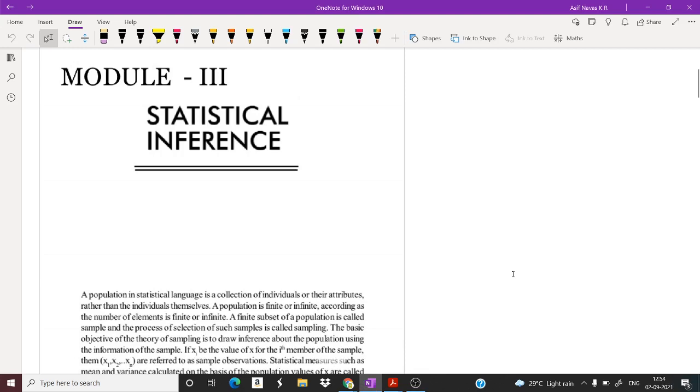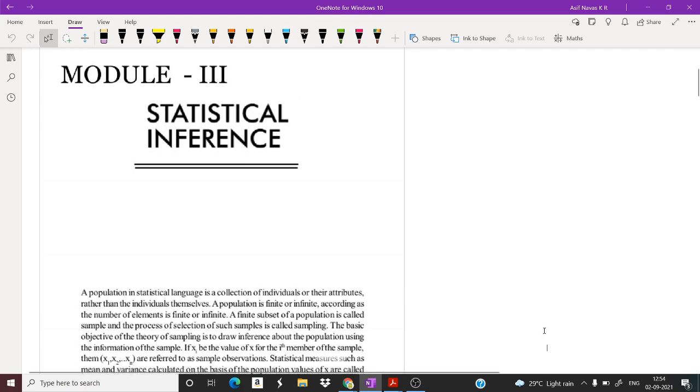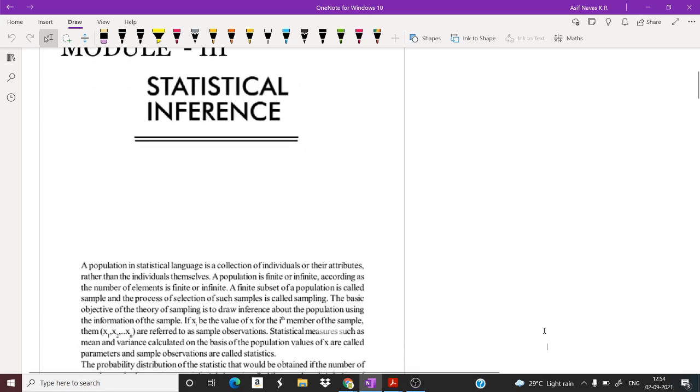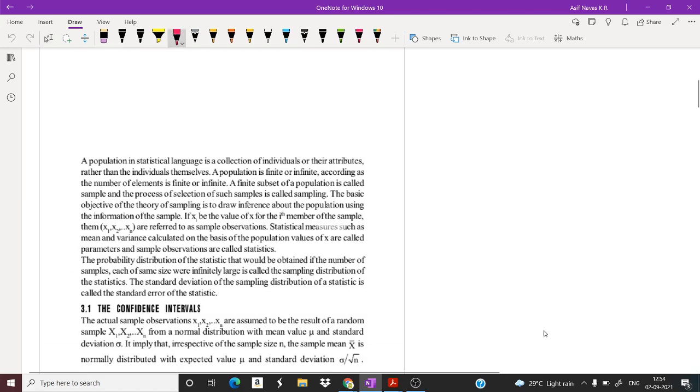So this is our third module, statistical inference. So let me define a few definitions. Okay, so in statistical inference, a population in statistical language is a collection of individuals or attributes. So first of all, note what a population is.